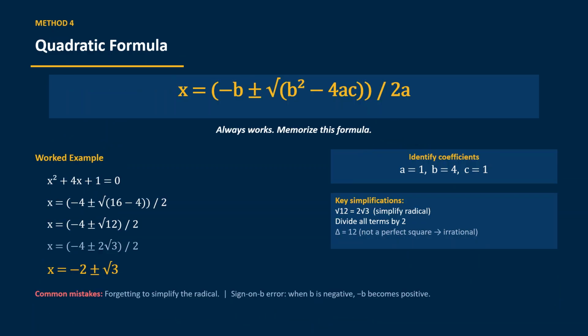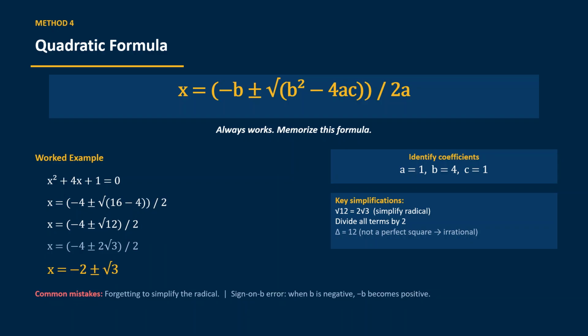Method 4. The quadratic formula. This is the universal method. It works for every quadratic equation, no matter how messy the coefficients are. The formula is x equals negative b plus or minus the square root of b squared minus 4ac, all divided by 2a. For any equation in the form ax squared plus bx plus c equals 0, just identify a, b, and c and plug them in.